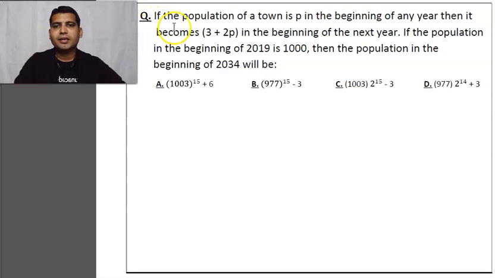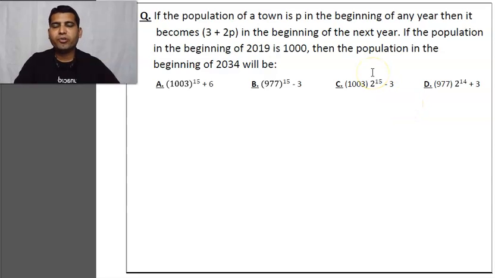The question says, if the population of a town is P in the beginning of any year, then it becomes 3 plus 2P in the beginning of the next year. If the population in the beginning of 2019 is 1000, then the population in the beginning of year 2034 will be. And there are four options given to us.